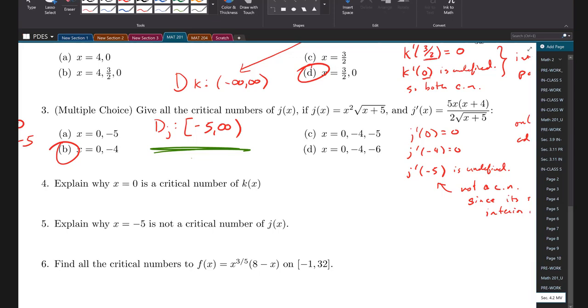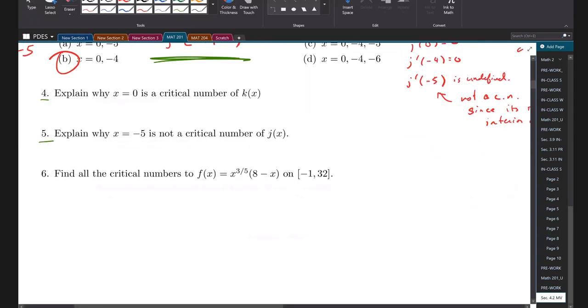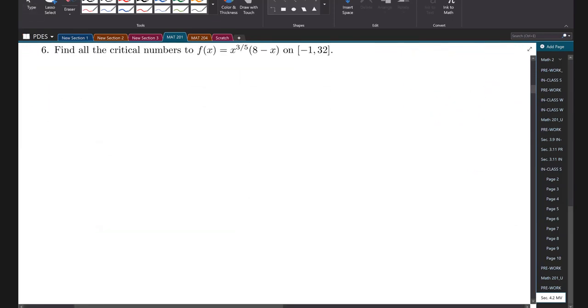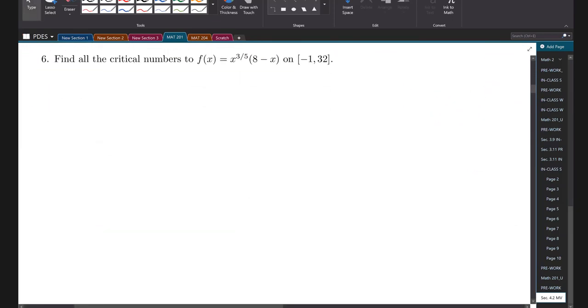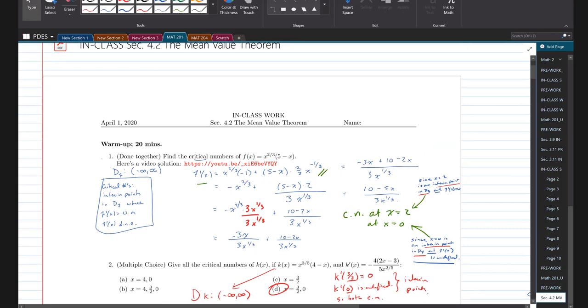I'm going to let you fill in number 4 and number 5 on your own time. It's what we just talked about. Instead, I'd like you to jump into number 6 here, and find all the critical numbers of this function. The work here is almost identical to the work that I did up here. So just mirror your question number 1.